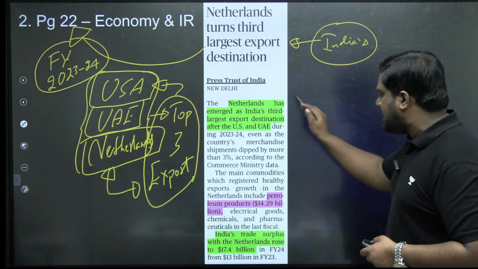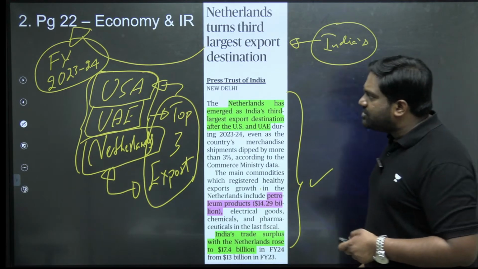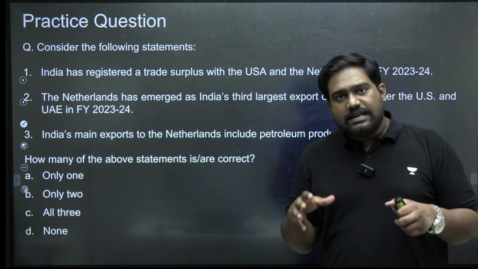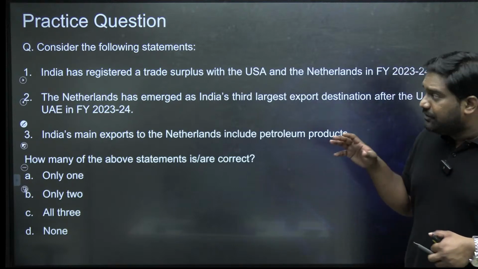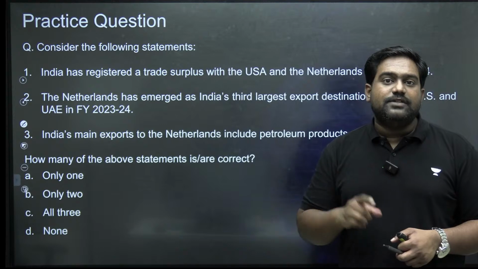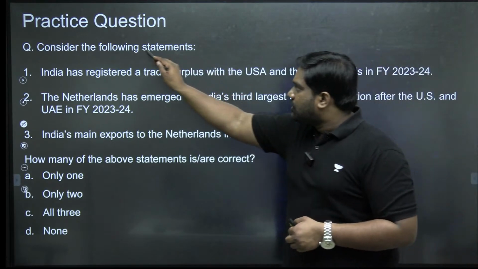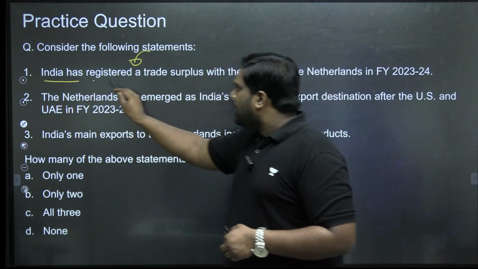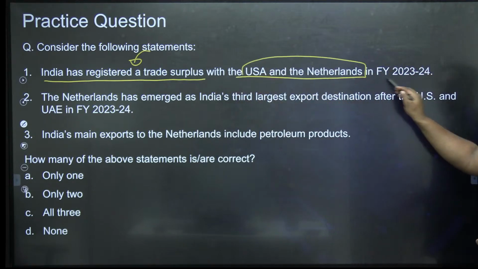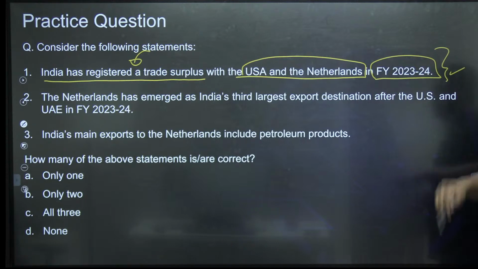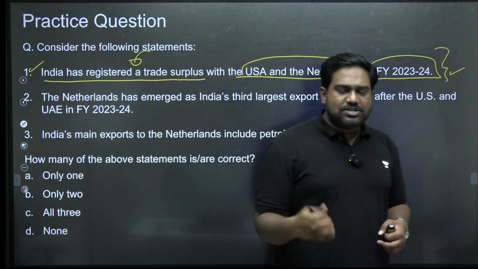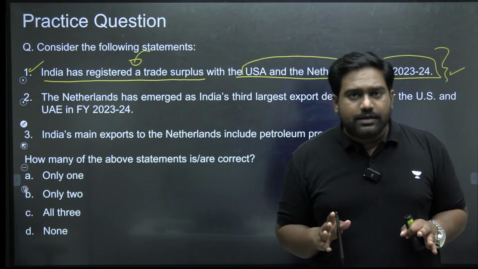So let's take a look. Let's analyze this. I'll give you a practice question on how UPSC can ask prelims questions, very difficult prelims questions, based on these trends which are reported in the news. So consider the following statements. India has registered a trade surplus with USA and Netherlands in FY 23-24. This statement is correct. Question is asking how many of the given statements are correct.